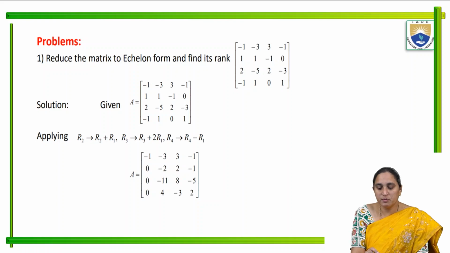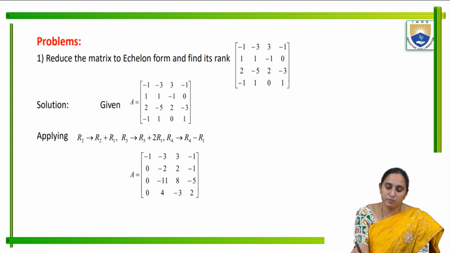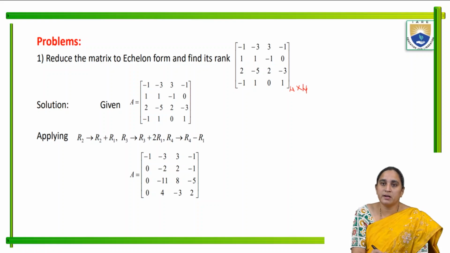What about the order of the matrix here? See, number of rows: 1, 2, 3, 4. 4. And number of columns: 4. Therefore, the given matrix is a rectangular or square matrix? This is a square matrix. Okay. For that, reduce the matrix to upper triangular form with respect to only the row operations. That is the given matrix.